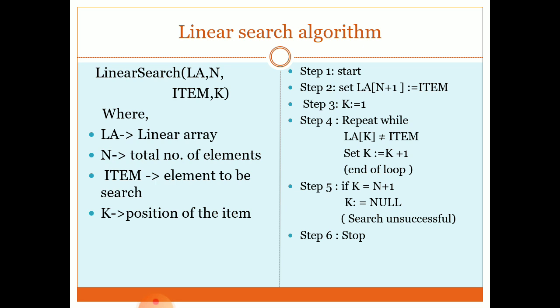So linear search is nothing but you have to search the given element from the given array list, comparing one by one element with that element till search is successful. Okay, so we will see one example to elaborate that particular algorithm.